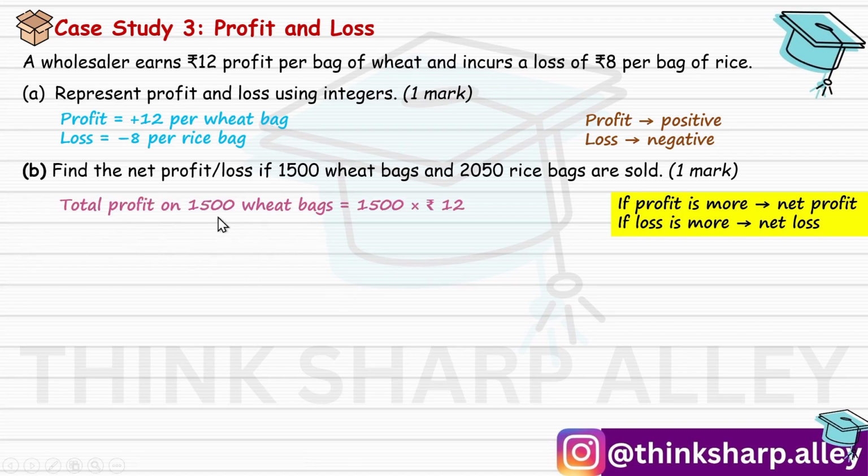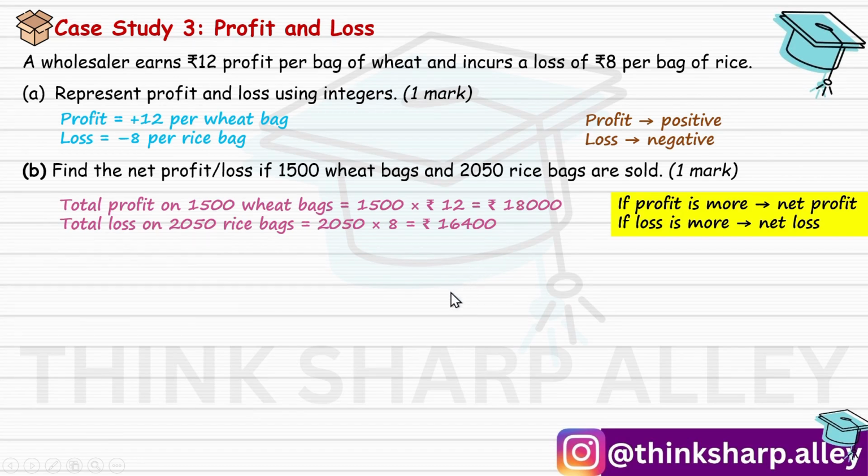So total profit on 1500 wheat bags. On each wheat bag I am getting rupees 12 profit. So on 1500 wheat bags, my profit will be 1500 times 12, that is 18,000. And on 2050 rice bags, I'll incur loss. So total loss on 2050 rice bags is going to be 2050 times 8, that's 16400.